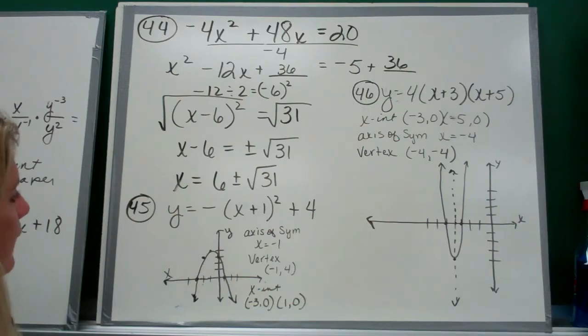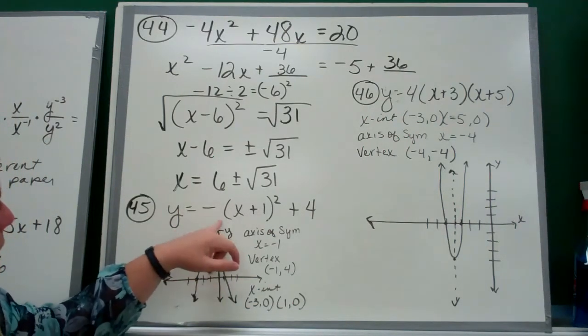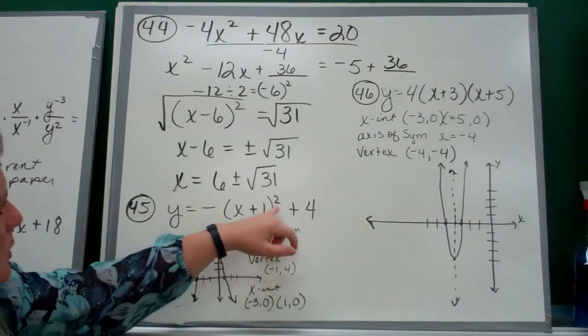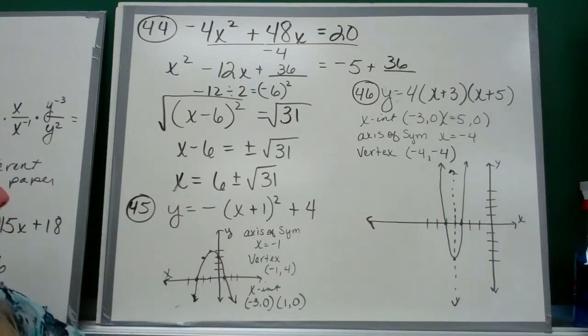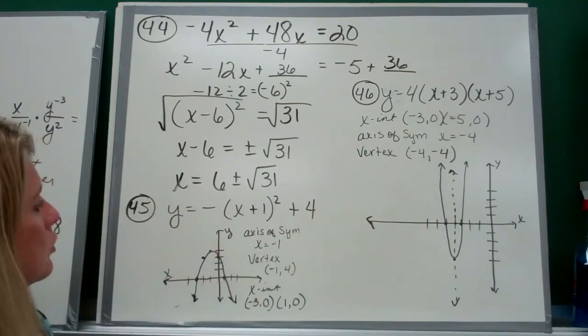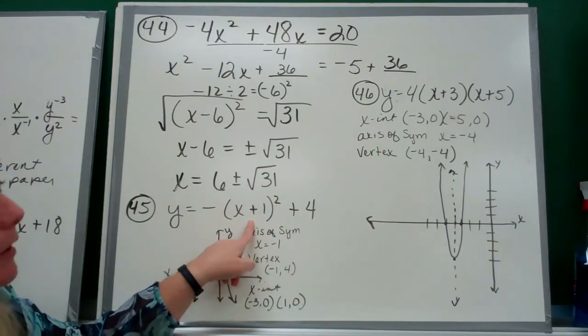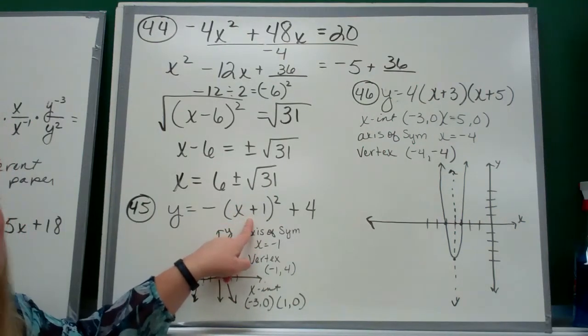45, graphing quadratics. Y equals negative (x plus 1) squared plus 4. Happy birthday. It's in vertex form. That is beautiful because you're looking at the vertex. You have to know good twin, bad twin. This is the bad twin. It's going to do the opposite.